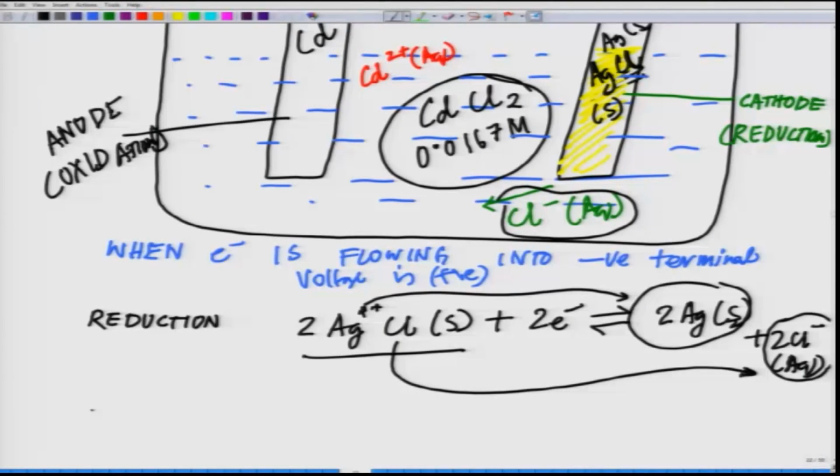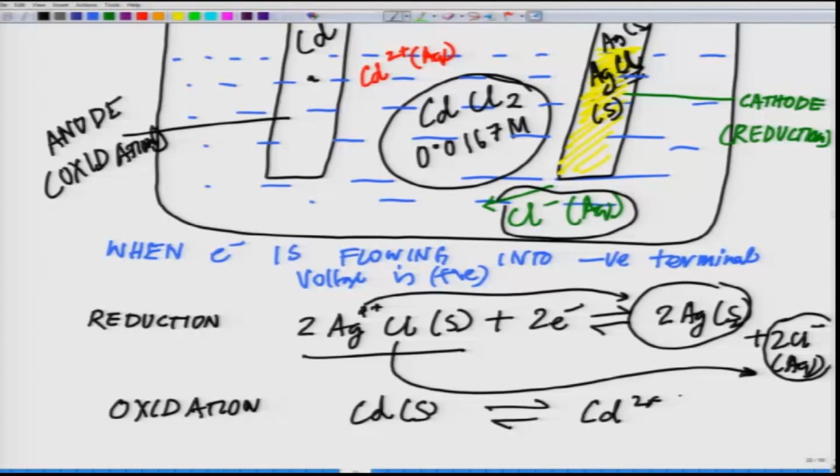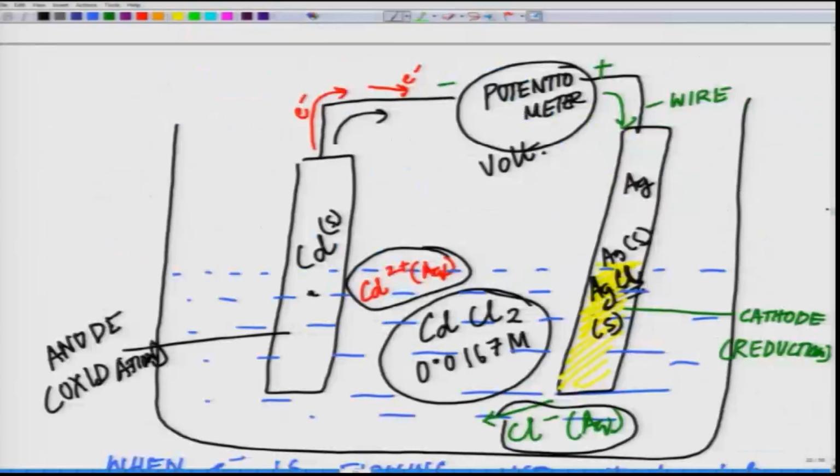Now, what is the oxidation reaction which is happening? The oxidation reaction, you are having the cadmium which is solid, you see that solid cadmium out here, and the solid cadmium is getting oxidized, becoming Cd2 plus in the aqueous system. So you see this is that aqueous solution and it is losing those two electrons. Those two electrons are shown here. These are the electrons which are traveling.